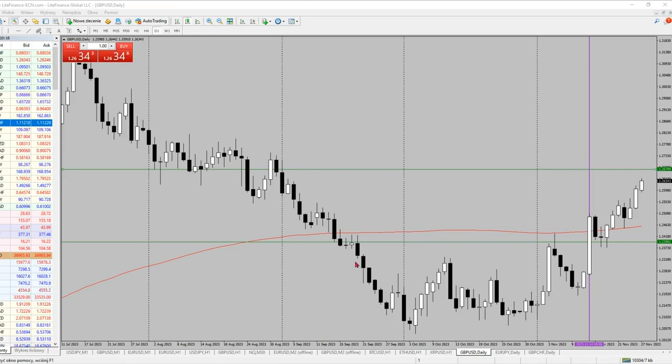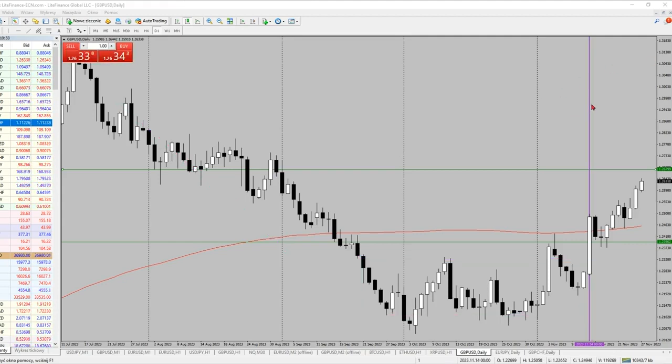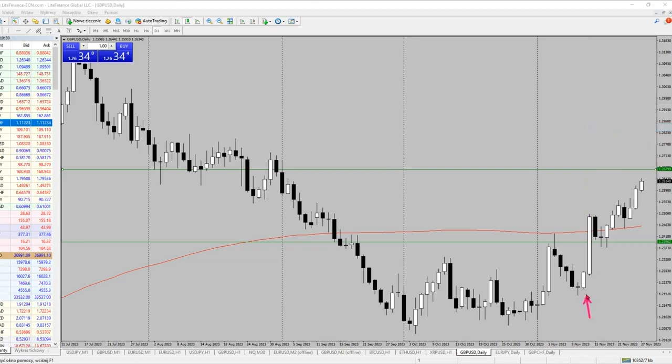So after the period of move to the downside, all right? Over here we have the period of consolidation, and suddenly here we have quite a nice upside break, and that happened not that long ago. Let's remove this line. So this is the breakout candle, and the next one is the inside bar. The market is trying to recognize what is going to happen within the next few candles, and boom, we have the upside break.